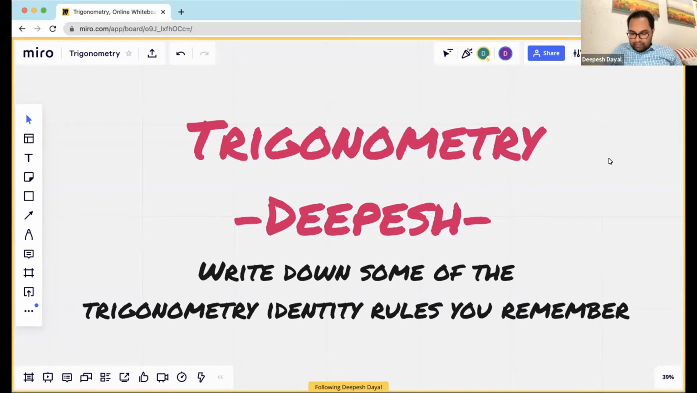I want you to have a look at the statement on the screen, and if you can come up with some of the trigonometry identity rules that you remember, because we're going to be using those rules to prove a lot of the trig identities today. I'm going to give you some time to write down some of the rules, and then we can check and compare.